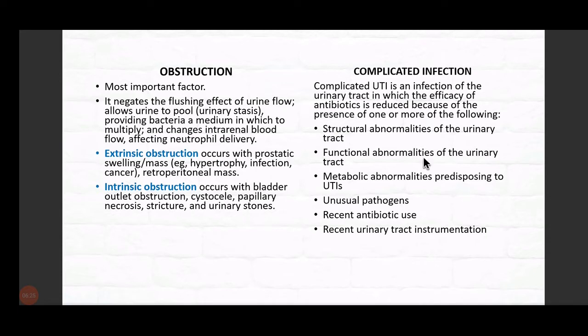Functional abnormalities, metabolic abnormalities like diabetes or any other endocrine pathologies, unusual pathogens, and recent antibiotic-resistant bacteria. In case of recent instrumentation, whenever we introduce anything inside the urinary system, the potential of introducing infection is always there. Even if we are doing a Foley's catheterization and we are not taking aseptic precautions, then we can put an infection inside.